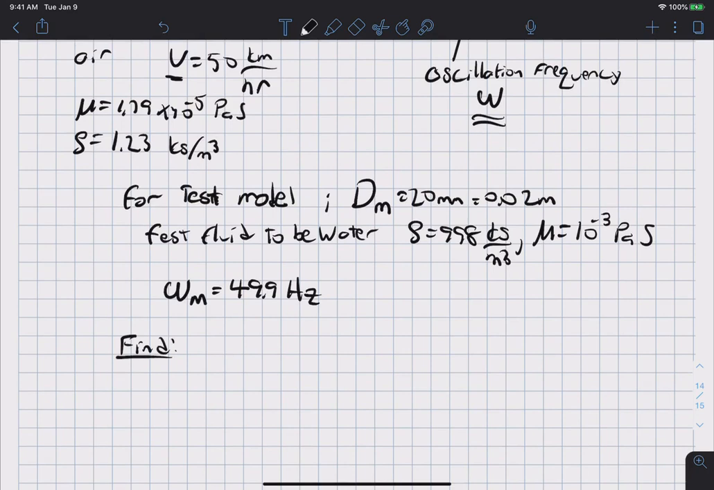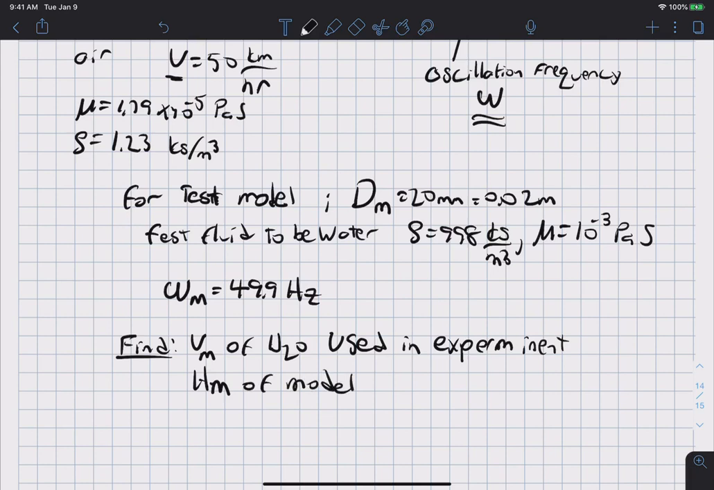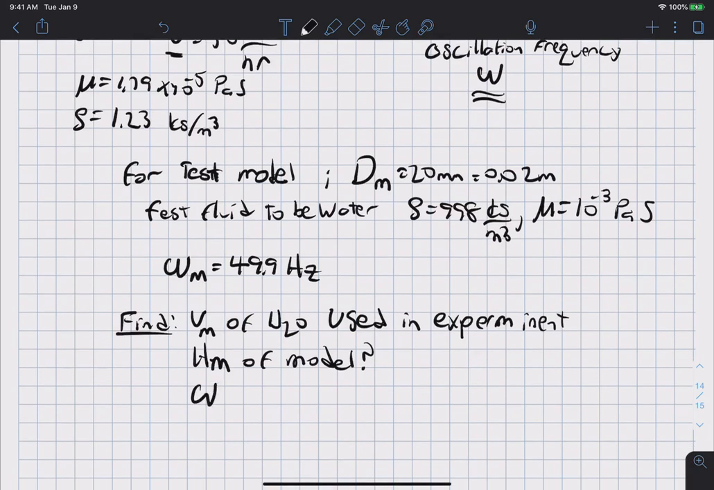And so what we are asked to find is, first, what was the velocity of the water that the experimentalists used, of the H2O used in the experiment? What is the length, HM, of the model? And what is the vortex frequency, which is causing the oscillations of the real object?